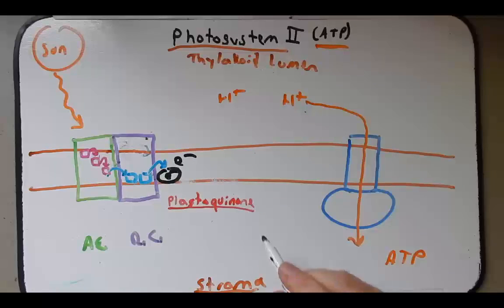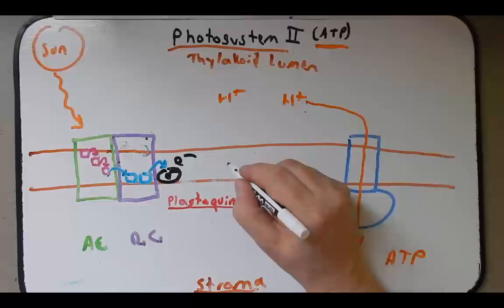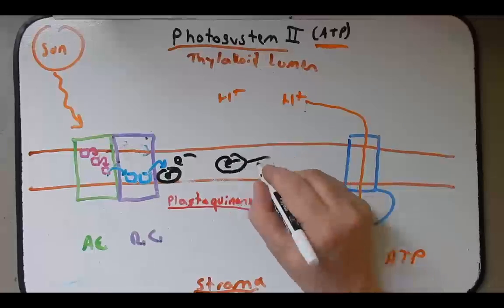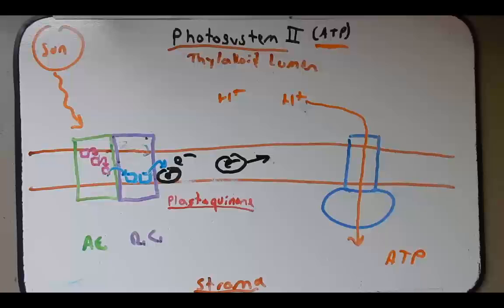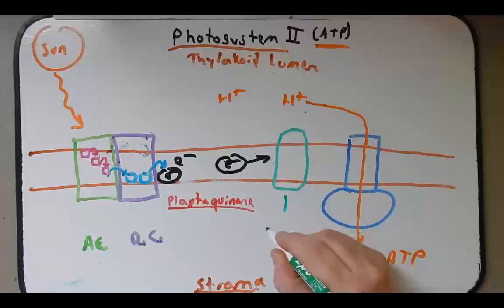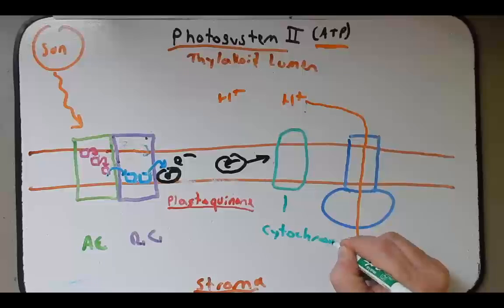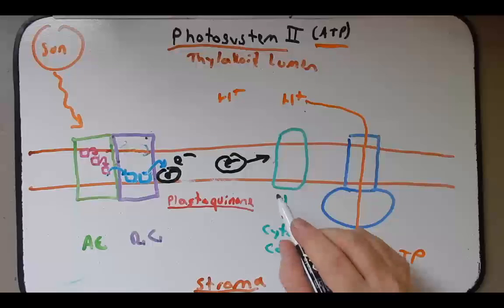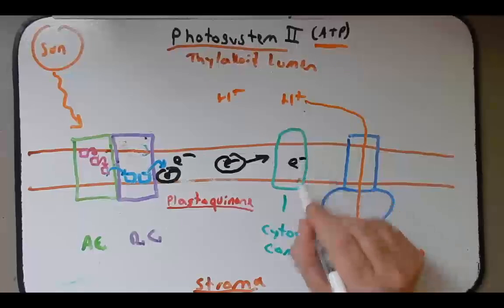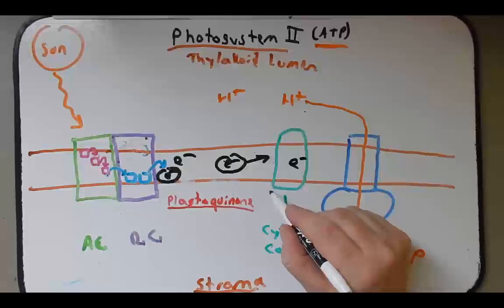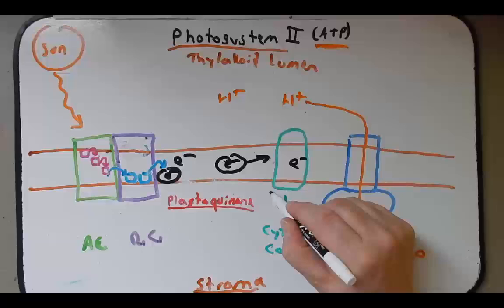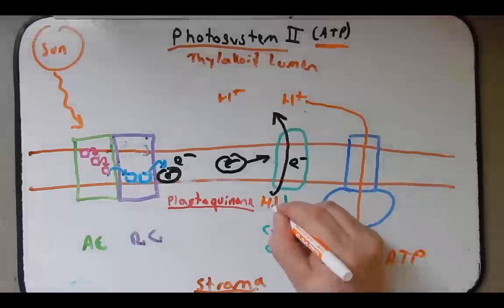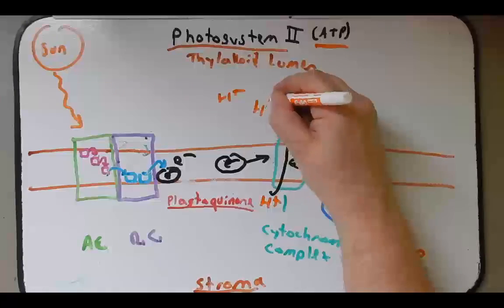Now, just similar as we saw with electron transport, this plastoquinone will move these electrons to this other complex that we haven't talked about yet. This other complex is called the cytochrome complex. In delivering the electrons to the cytochrome complex, it releases the electrons to this complex, and in that process delivers protons from the stroma into the thylakoid lumen.